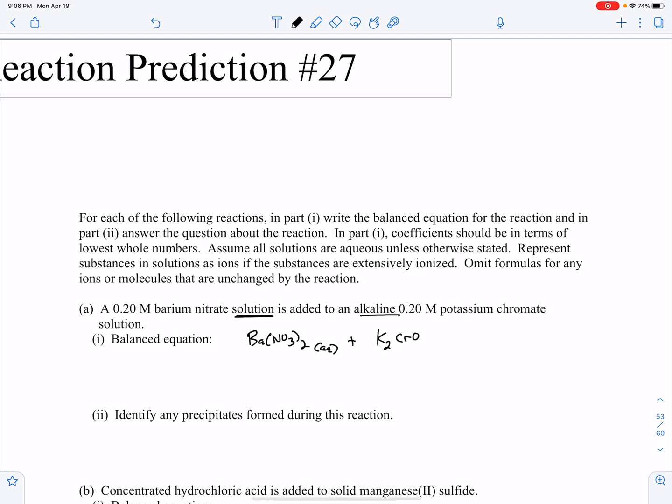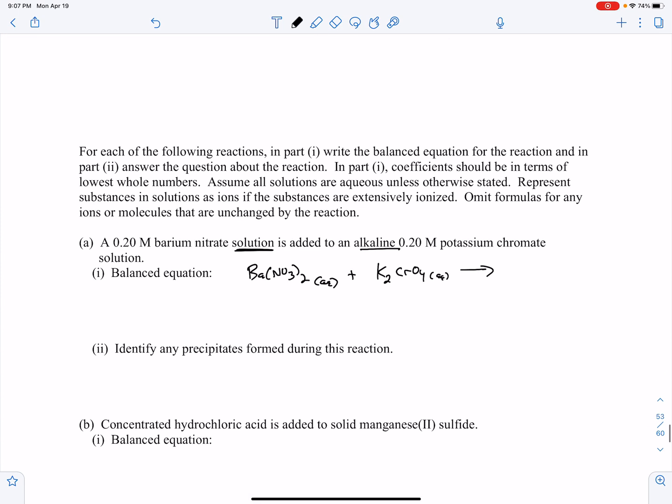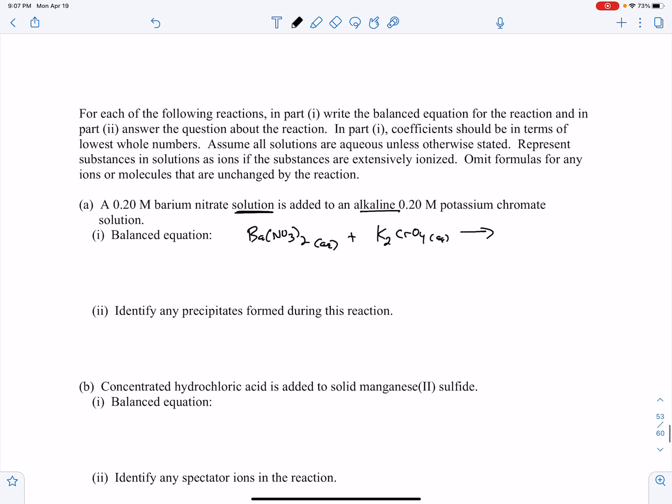potassium chromate to occur. We don't know what the alkaline is, so there's not a hydroxide involved. These are just your reactants. Be sure to then write your products based on your net ionic equation. Okay, pretty easy one there. And identify any precipitates. Just name what that precipitate is. Should be pretty simple from that double replacement reaction.